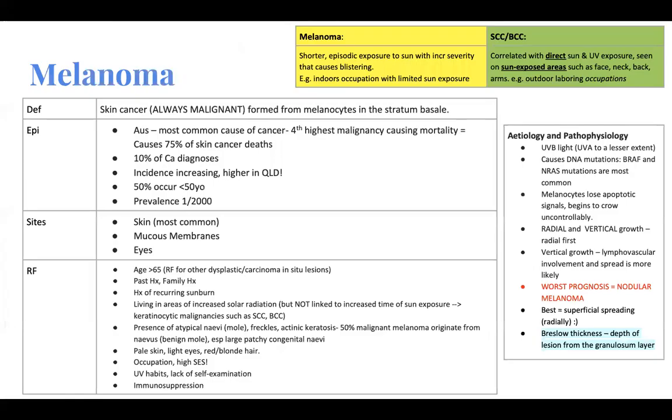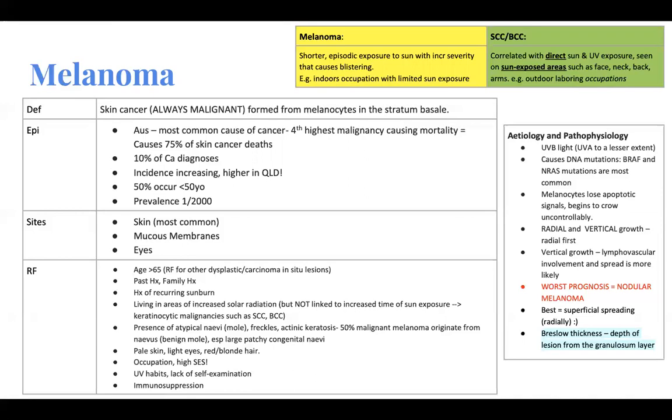So a bit more about melanoma. Melanoma is always malignant and it's formed from the melanocytes. And I just listed some differences between melanoma and SCC and BCC. Interestingly, melanoma is associated with shorter exposures to the sun, versus BCC and SCC, which are more directly correlated with sun exposure.